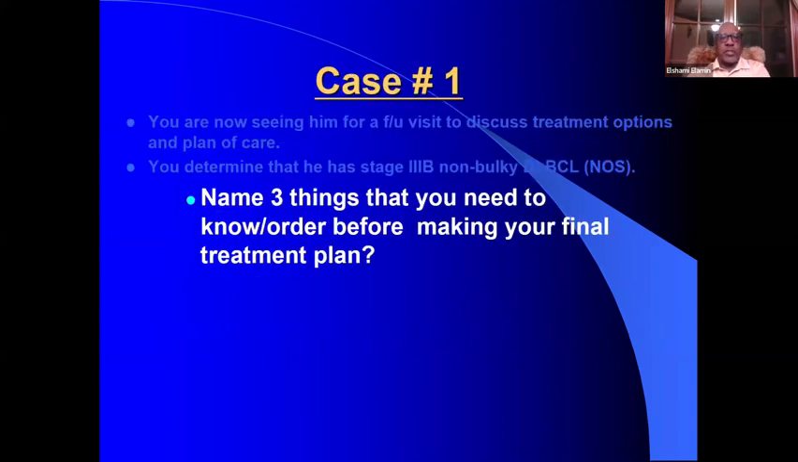So we go back to our case. Now the question was, name 3 things that you need to know or order before making your final treatment. After we talk about this, if anyone wants to mention something, that should be fine. But here is what you need to know. You need to know the LDH. Remember, we talked about the IPI. So his LDH is more than 1.5 times the upper normal. So that's another point.